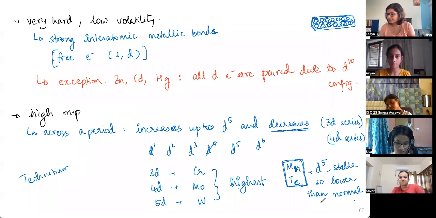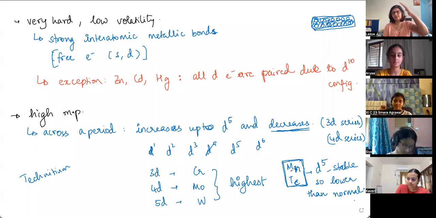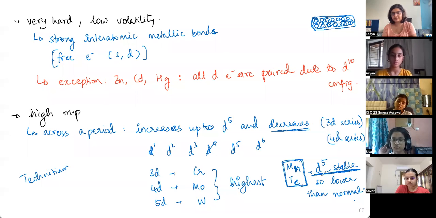Okay, so that's high melting point. Metallic bonding: in a row, it increases to d5. So these two specifically have a lower value, so it goes up and then dips and then it decreases. That is our graph. And the reason is that d5 is a stable configuration. Once the electrons are stable, it's difficult to get them out. Same reason why noble gases don't react.